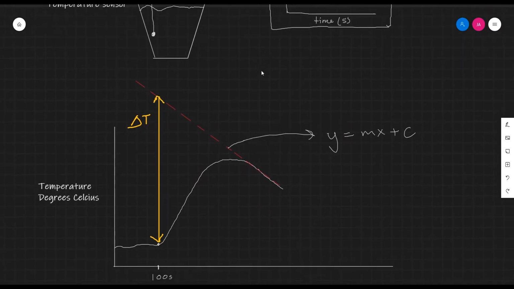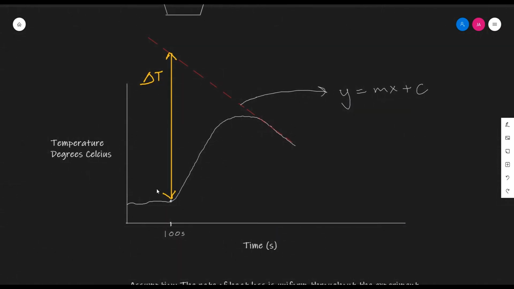The final graph would look something like this. It's represented by the white line. Normally we would place the temperature sensor in the solution and allow it to stabilize because there would be some initial fluctuations in temperature. Once the temperature has stabilized, the solutions are mixed in the coffee cup calorimeter, and they start reacting together and produce heat. In this case, I'm using the example of an enthalpy change of neutralization reaction, which is exothermic.